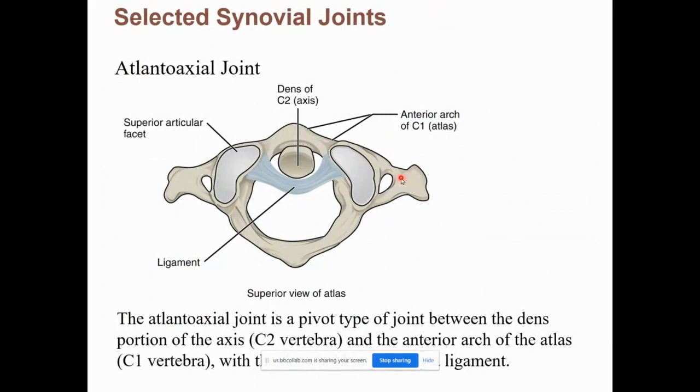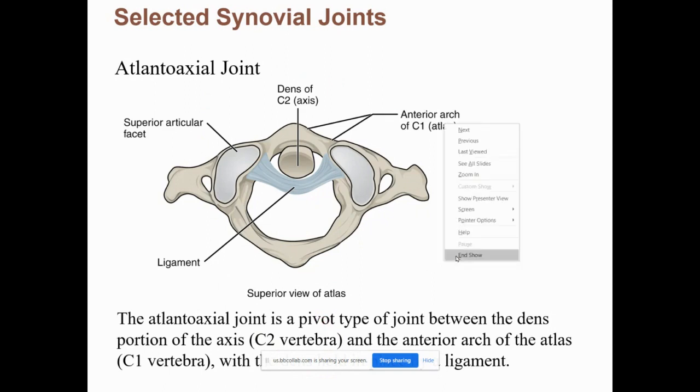All right, so we're going to look at just some selected synovial joints. Just ones that we should know their names and a little bit more about them. Well, we should know that the atlantoaxial joint is between C1 and C2, atlas and axis. It's a pivot joint, but more appropriately, it's a synovial pivot. Of course, it's a diarthrosis because it's a synovial joint.